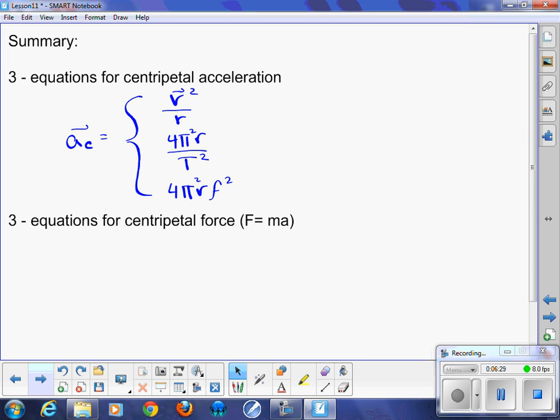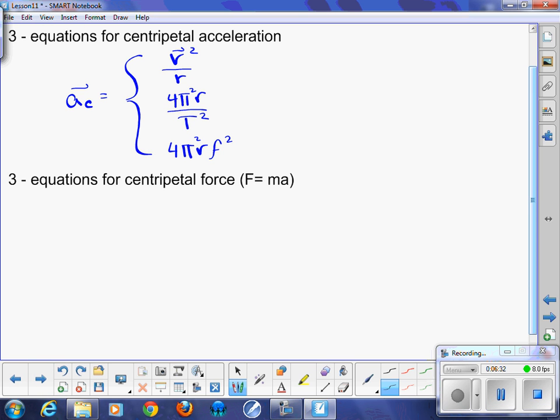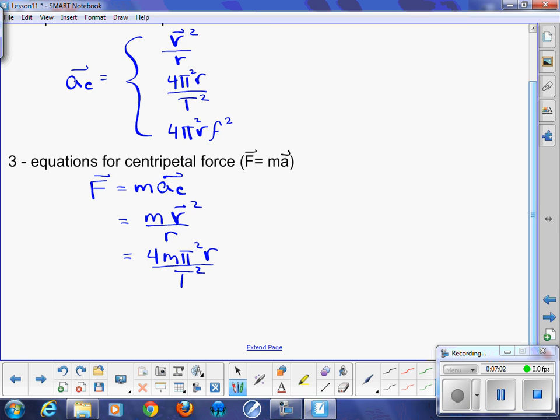Okay, so 3 versions. Now, centripetal force then. How do you calculate centripetal force? Well, centripetal force goes back to Newton's second law, F equals ma. So basically, your 3 formulas will be based on F equals mass times centripetal acceleration. So we're just taking the above formulas and multiplying by mass. So it could be mv squared over r. It could be 4m pi squared r over the period squared. Or it could be 4 pi squared m r frequency squared, doesn't matter the order here. So all 3 of those versions are legitimate.